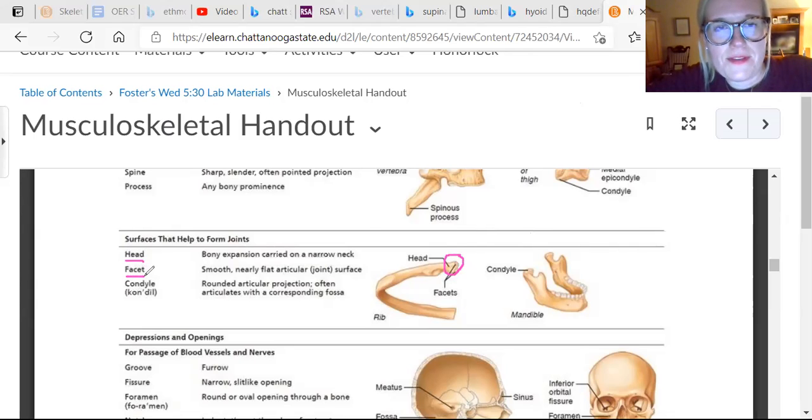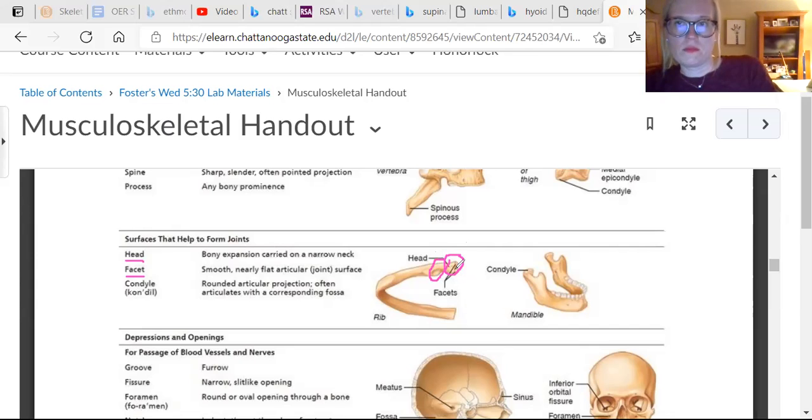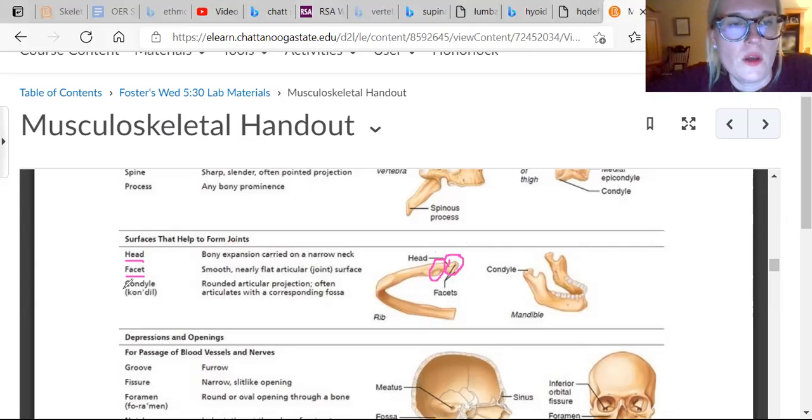A facet is a flat, smooth articulation, like a flat surface to a flat surface. For example, this is not shown here, but on a rib, oh yeah, here it is, the facet. I just circled it. Technically this is the head, but the flat surface is the facet. The head is the top of the bone. We'll look at more examples in a second. A facet is a flat surface that's going to meet another flat surface of that bone.